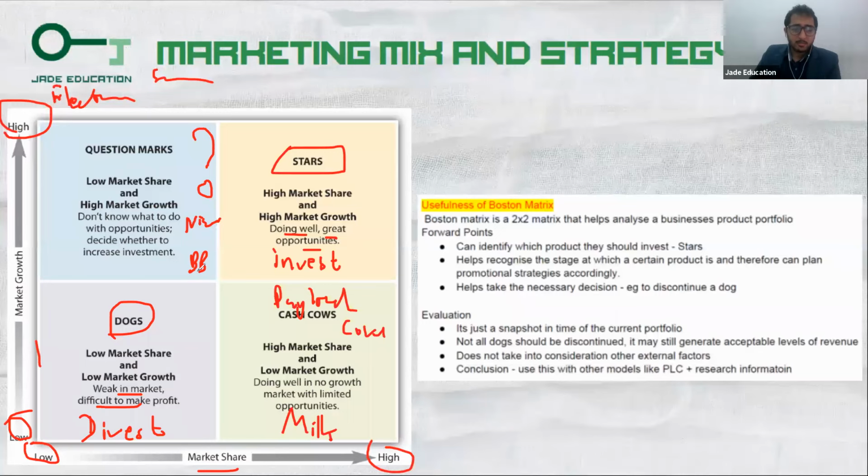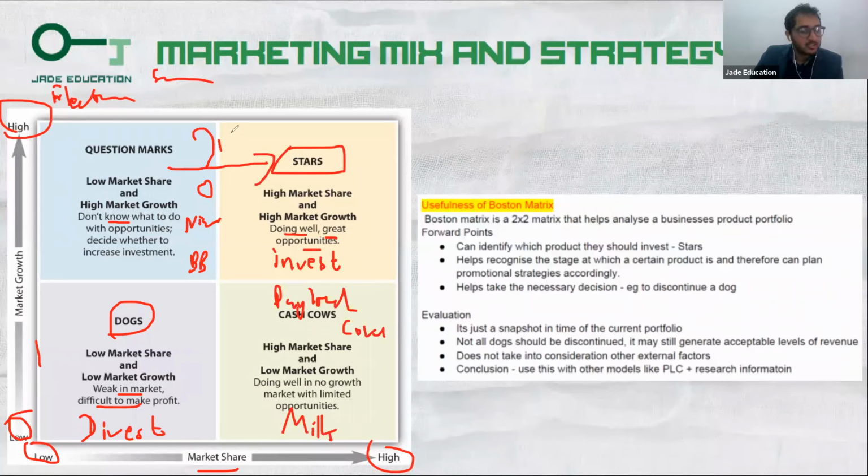Smartphone markets is the peak market now. Market growth, market share, really low. Massive question mark. Now, here, what is your strategy when you're at a question mark? You don't know what to do. With the question mark, you either decide, shall we invest and try to take it to a star?